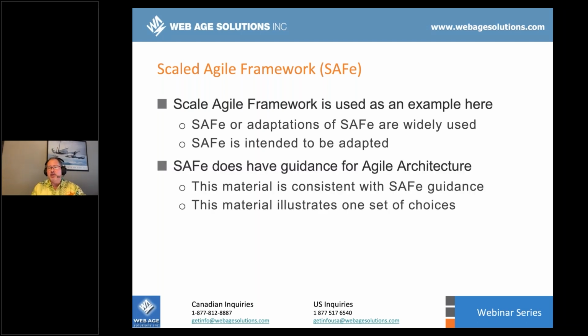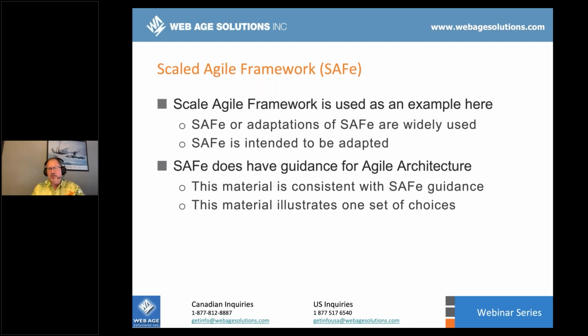Now, I want to acknowledge that SAFe actually does have guidance for doing agile architecture. There's a module of SAFe that talks about exactly this. And it doesn't talk about it in exactly the same way that I'm going to, but everything that I'm going to talk about is consistent with the way that SAFe talks about it. What I'm doing is illustrating a set of choices. And again, SAFe is intended to be adapted.